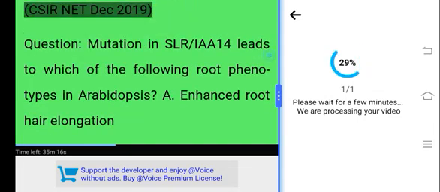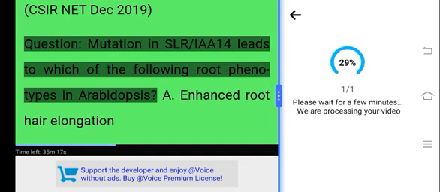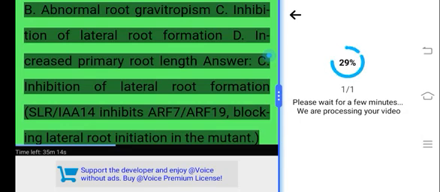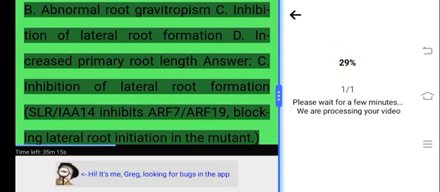CSIR NET December 2019. Question: mutation in SLR/IAA14 leads to which of the following root phenotypes in Arabidopsis? A, enhanced root hair elongation. B, abnormal root gravitropism. C, inhibition of lateral root formation. D, increased primary root length. Answer: C, inhibition of lateral root formation. SLR/IAA14 inhibits ARF7 and ARF19, blocking lateral root initiation in the mutant.